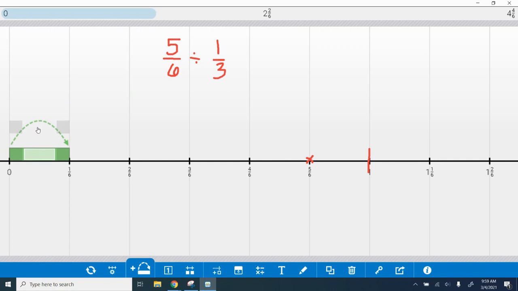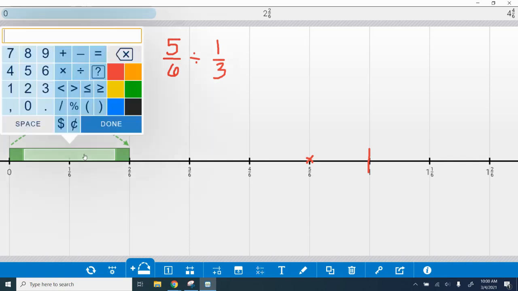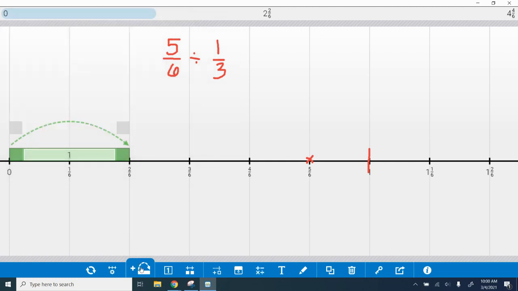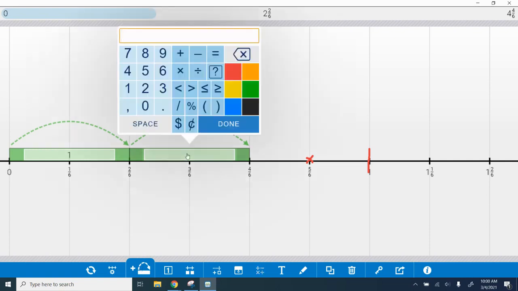All right, so I've got 1/6. Well, that's not a third. But 2/6, what do we know about 2/6? Well, 2 divided by 2 is 1, and 6 divided by 2 is 3. So 2/6 is equivalent to 1/3. So there's one group. Go ahead and mark that. And let's see how many more groups we have. I have a second group of a third. So now I'm at 2 groups.